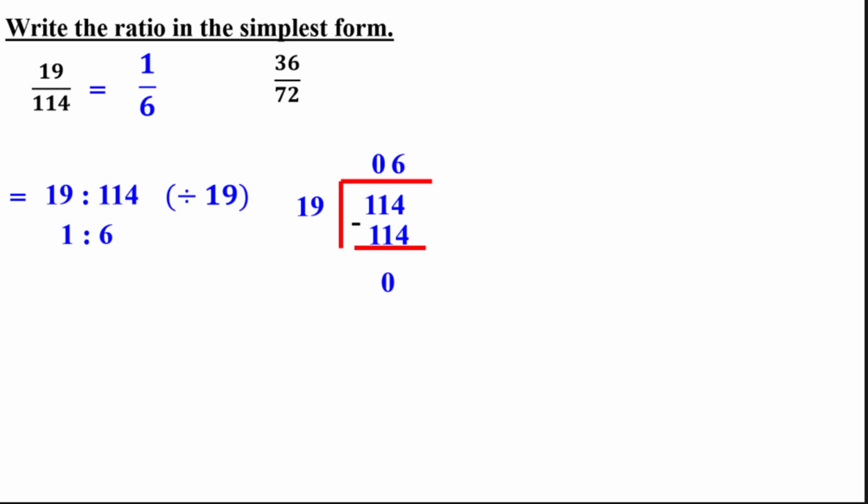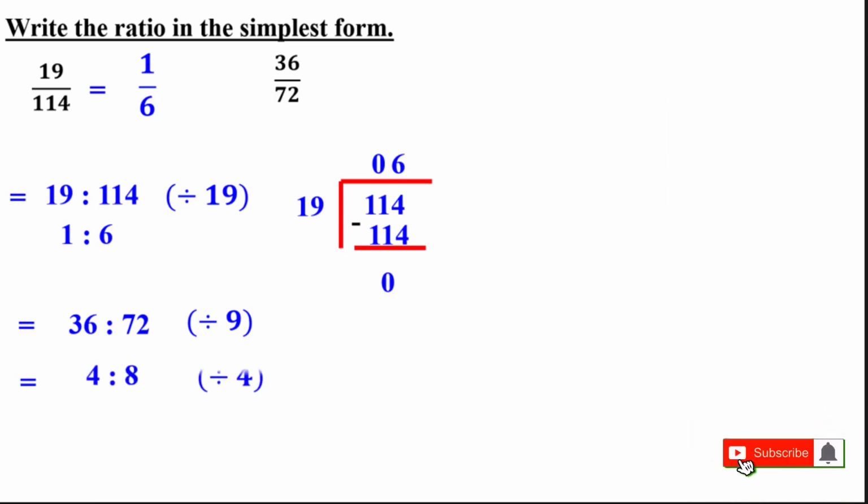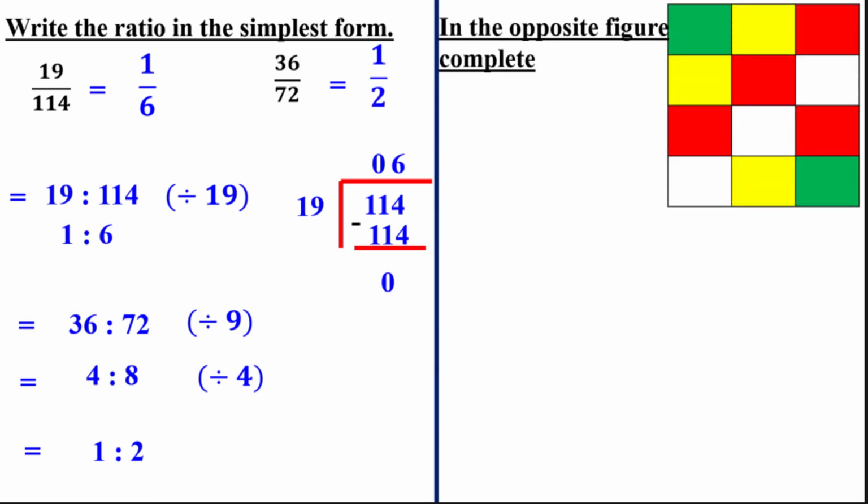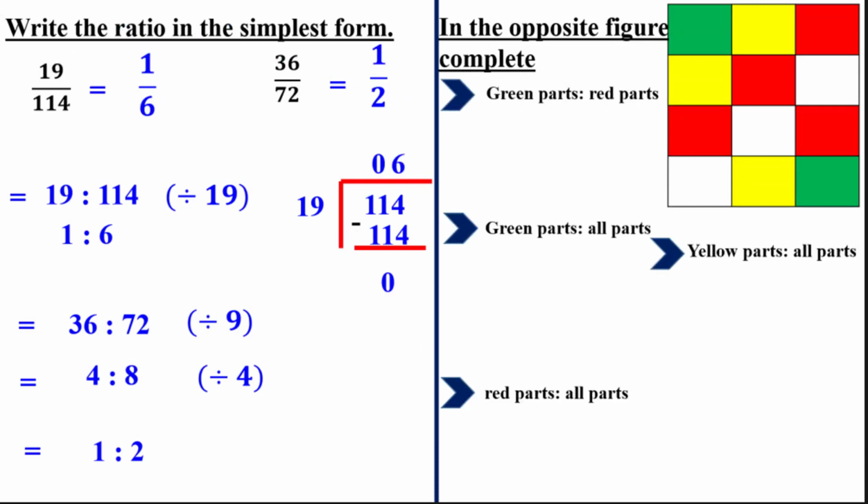By the same way, 36 over 72, we studied before. 36 is half 72, it will be 1/2, by the way, and the ratio will be 1 to 2. If we write it here, 36 to 72, we can divide by 9, simplify. It will be 4 to 8, dividing by 4, it will be 1 to 2, and the fraction will be 1 over 2.